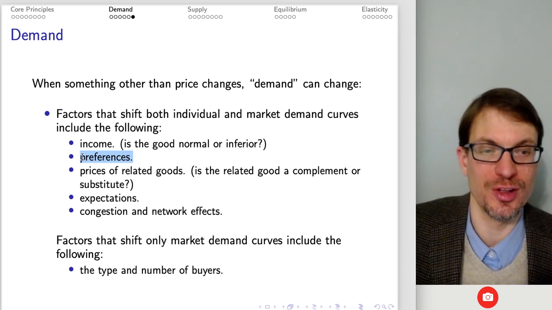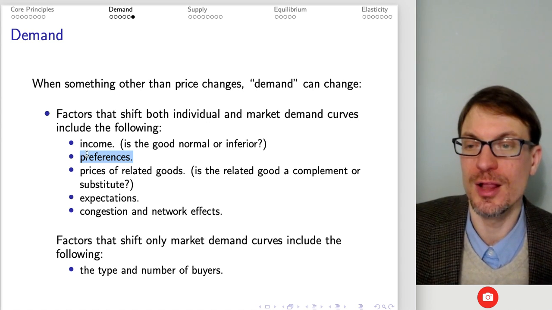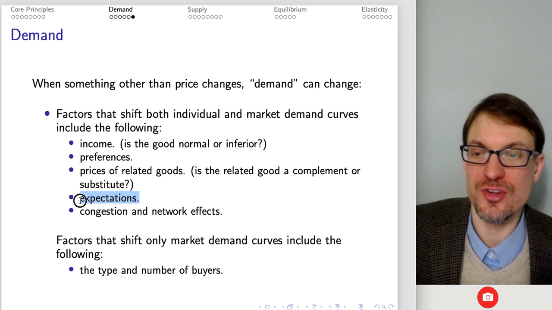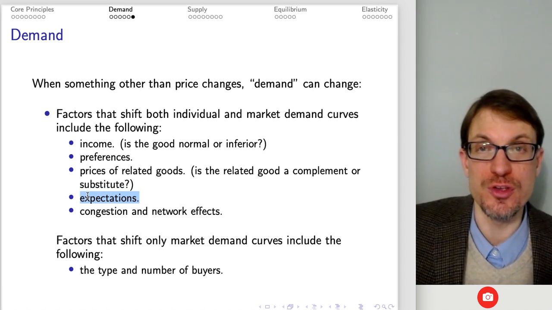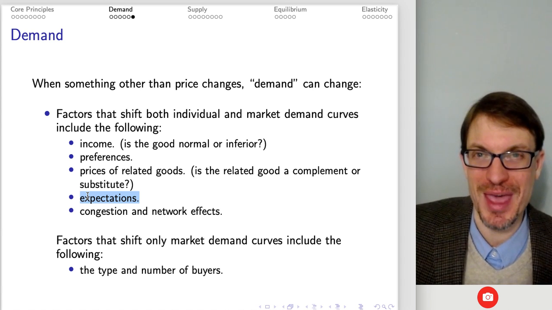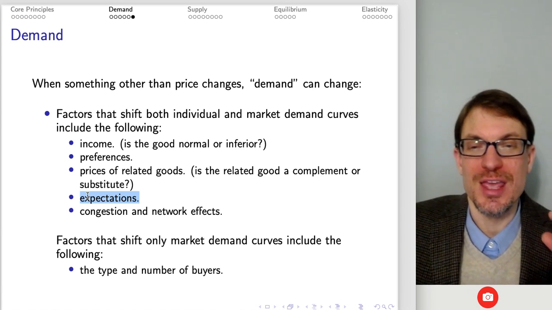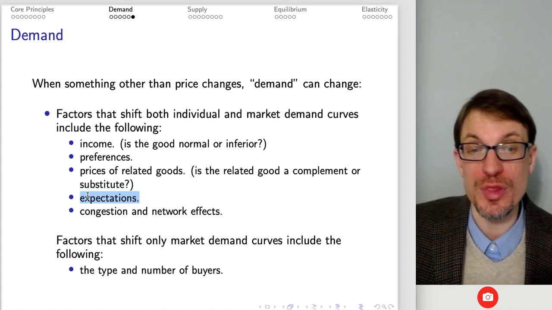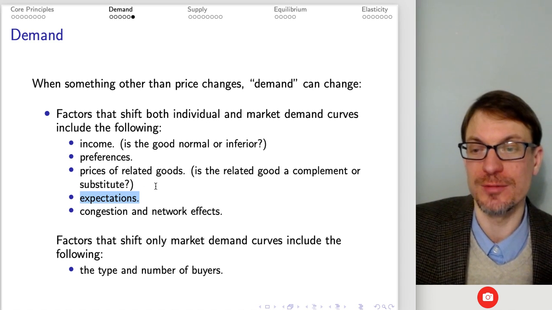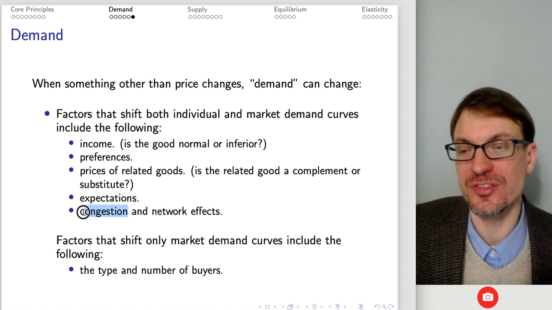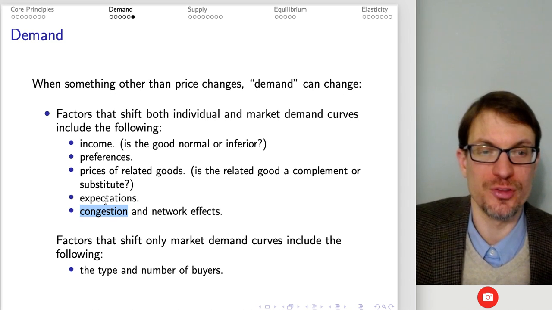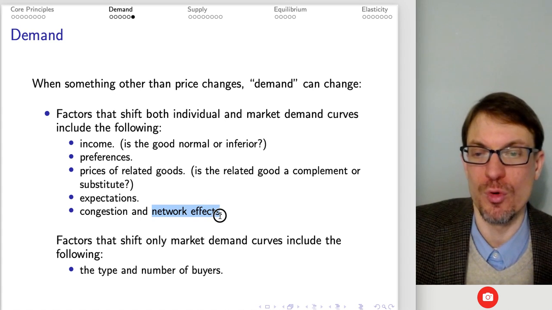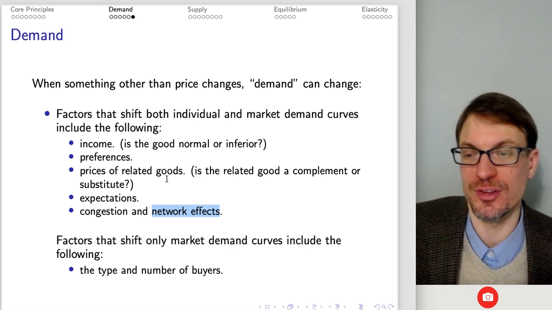Changes in preferences just tilt us towards more or less consumption of the good. So a rightward or leftward shift according to whether it's a positive or a negative change. Expectations, so you might expect the future price to change. So that's going to increase demand today, right? If we expect the future price to be higher, that increases demand today. If we expect the future price to be lower, that decreases demand today. We'll just buy in the future instead. Congestion effects, this is where as there are more people consuming this particular product, your valuation for it falls. And then network effects is if there are more people consuming that product, your valuation for it rises.